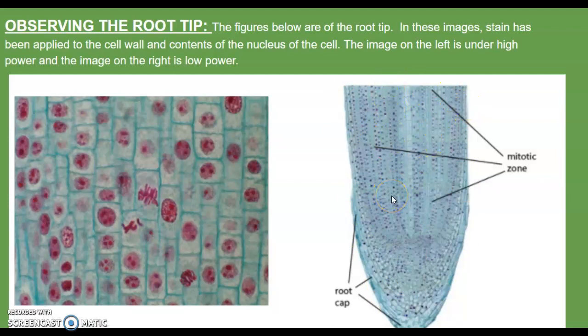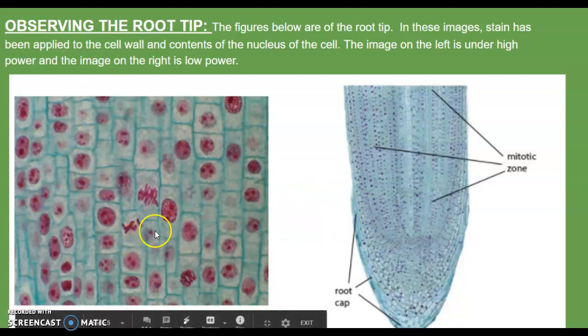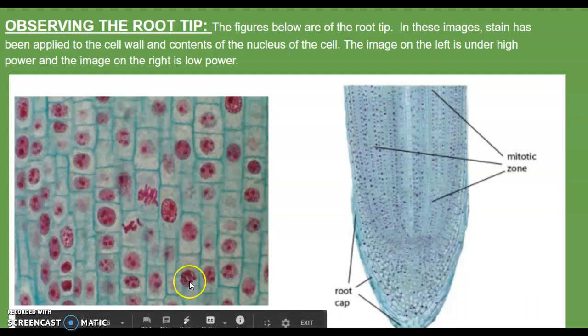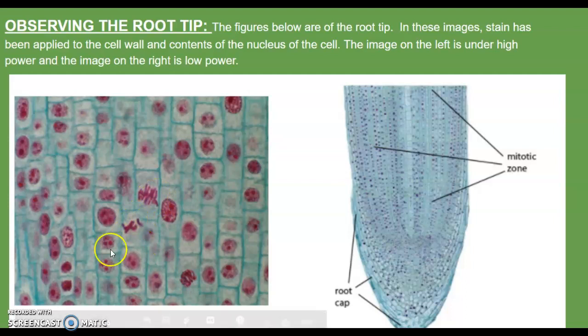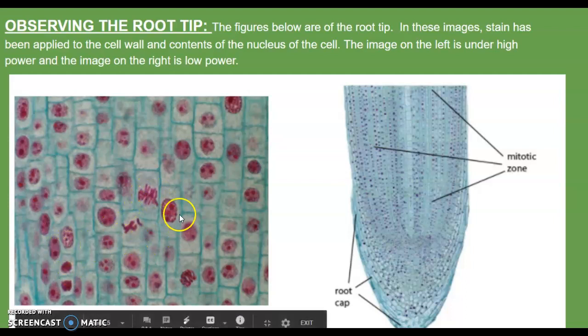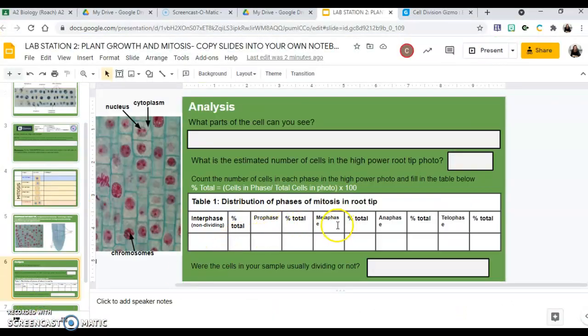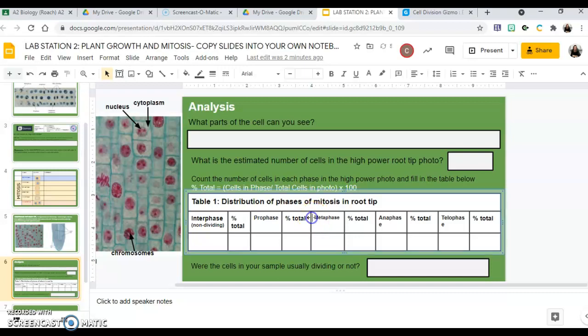Just think of a plant, how the roots all spread down like fingers. And if we zoom in on a microscope, this is what it looks like. And we can see that some cells are not dividing and some cells are, right? We can see those visible chromosomes in some of those cells, while in others we can't. So what you're going to do is fill in this chart here, actually counting how many cells are in each of the phases.